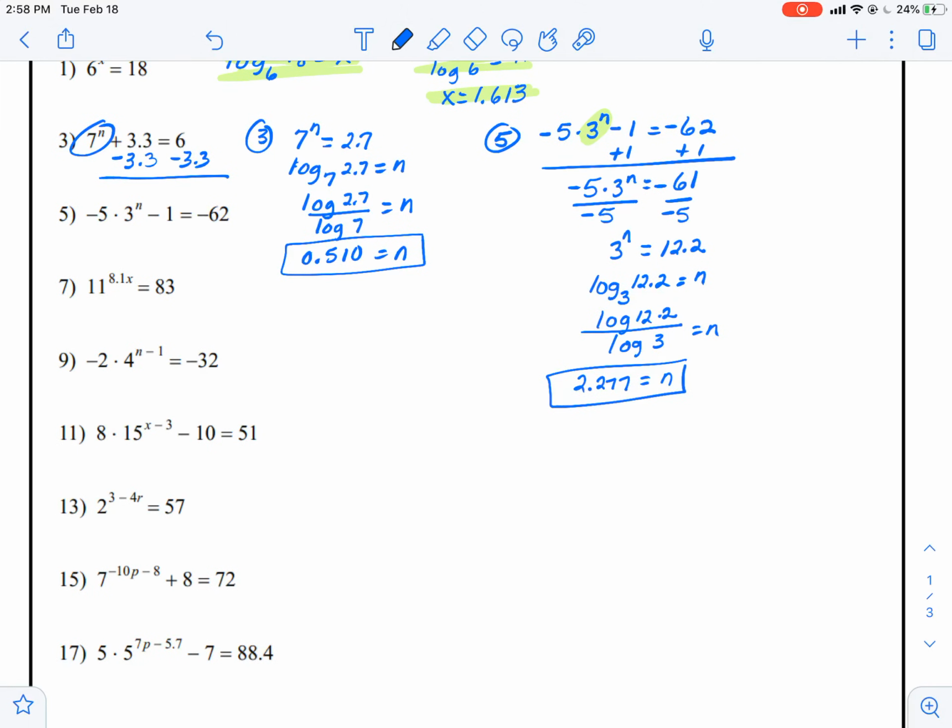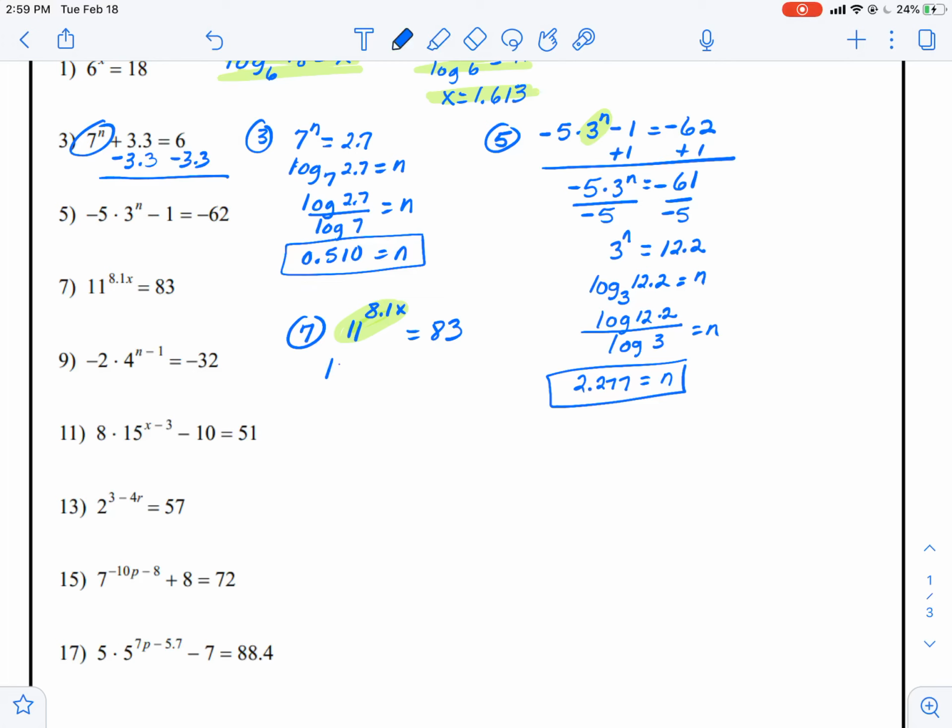Number 7. I'm probably not going to have room for all this, but we'll try to fit it in. It's possible you might want to put some of these on your own paper instead of on the worksheet, because I did kind of make this with not much space. Okay, so again, this is my exponential right there. Even though there is a number in the exponent, that's fine.